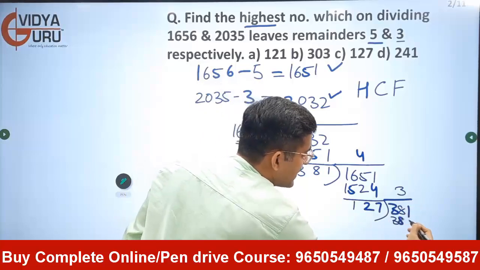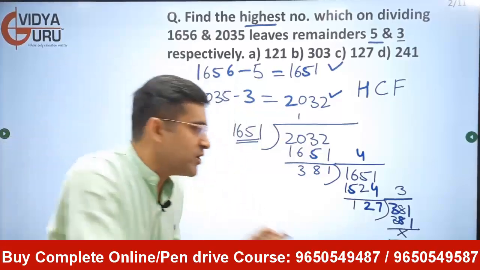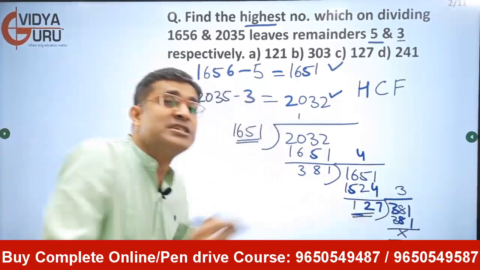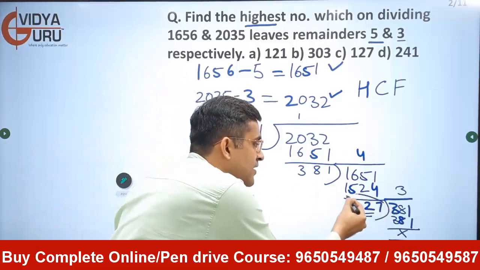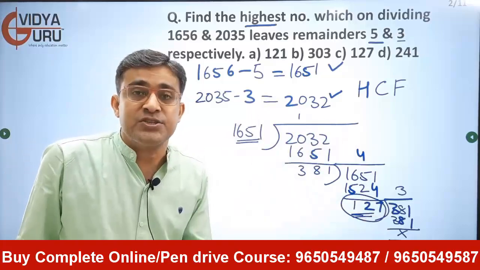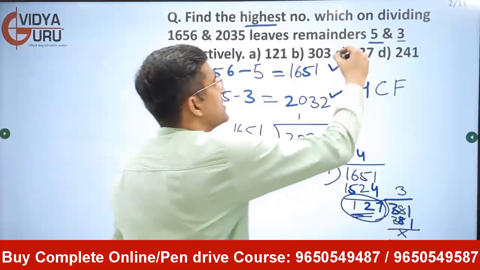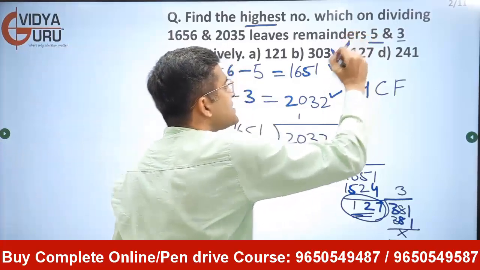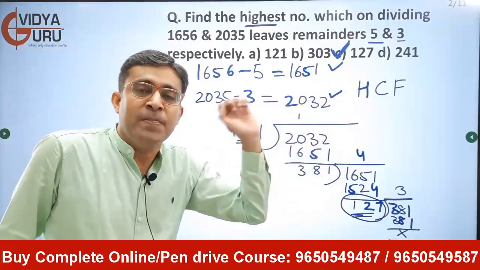Yes, it is completely divisible by 127. So students, 127, which is the divisor in the last step, this particular 127, the divisor of the last step, will become the HCF. So what is the answer? The answer is option C, 127. It will completely divide 1651 and 2032.